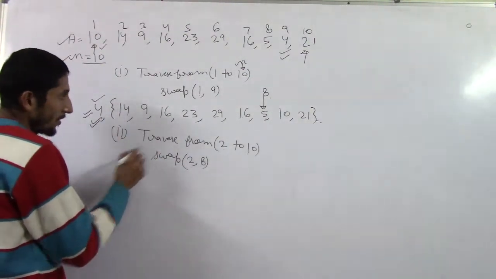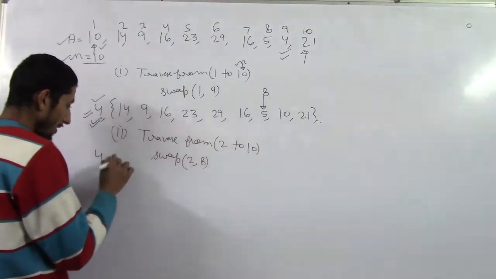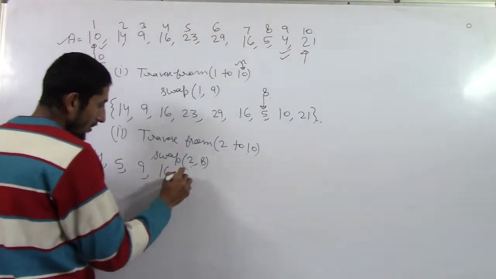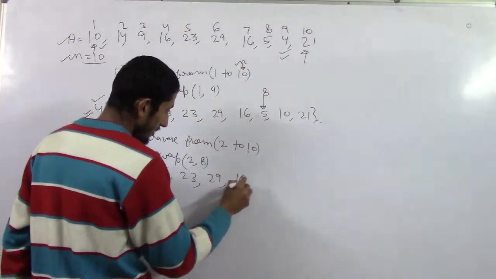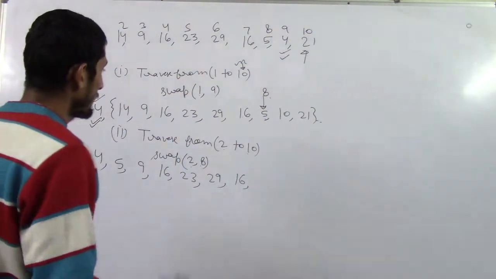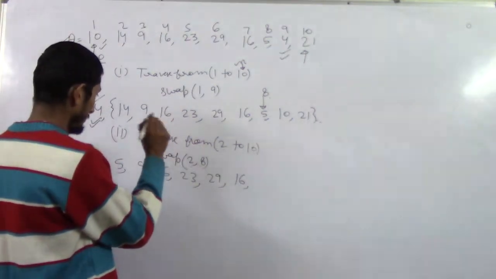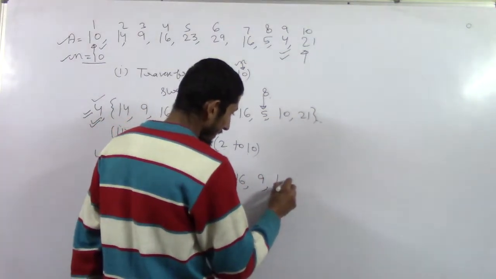So the array becomes 4 will remain as it is, 5 will come here, and then 9, then 16, then 23, then 29, then 16. I think 16 comes 2 times, no? Not an issue. Okay, then we have second 9 here, then 10, then 21.